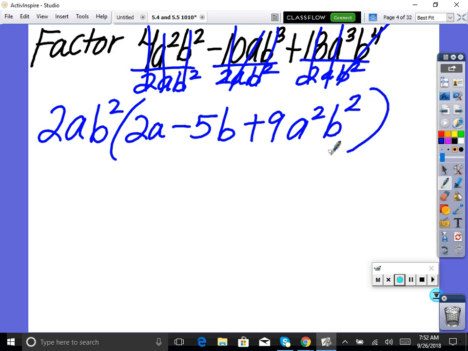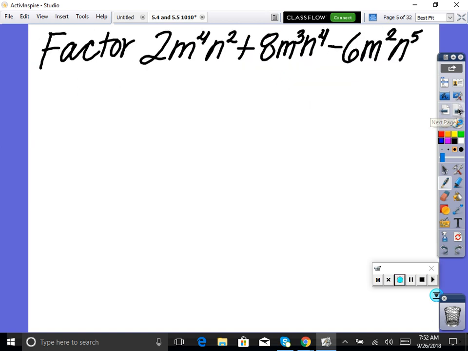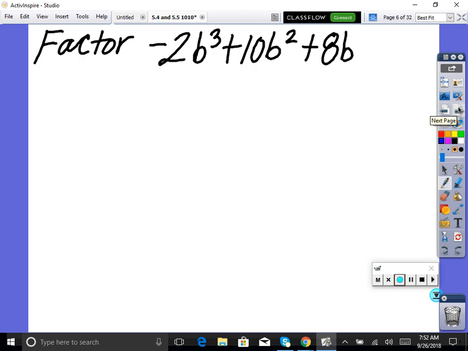Now look in your parentheses: 2a, 5b, 9a squared b. Was there anything more I could have pulled out? Not a trick question. Was there anything more I could have pulled out? No! This one has an a, this one has a b. There's nothing more here. Everybody see how I'm just checking? Okay. Alright, do we get the picture with these? Moving on then.